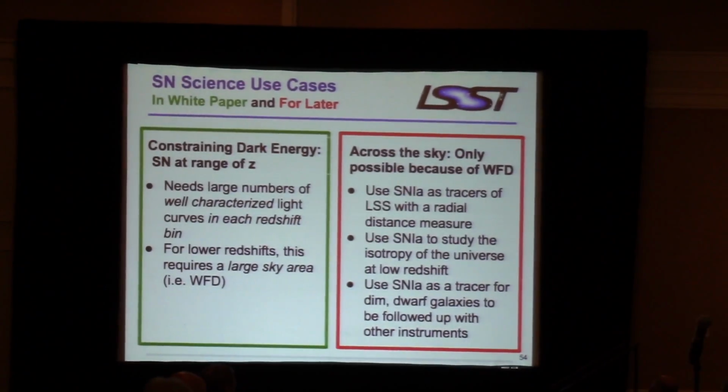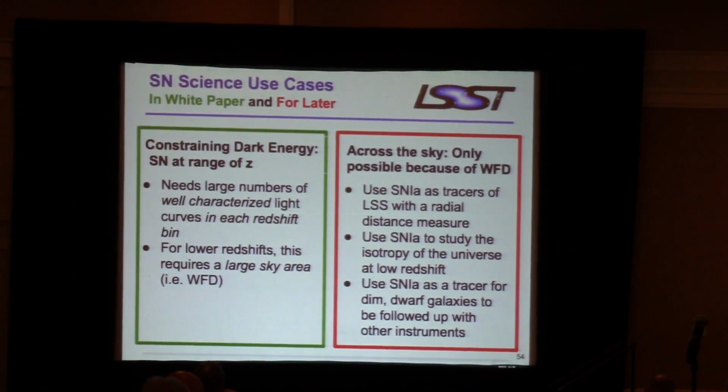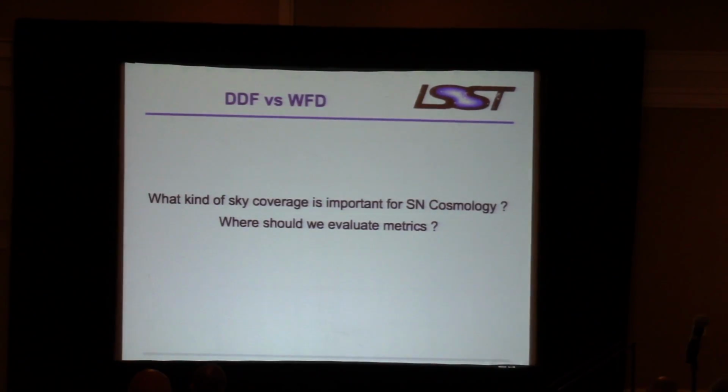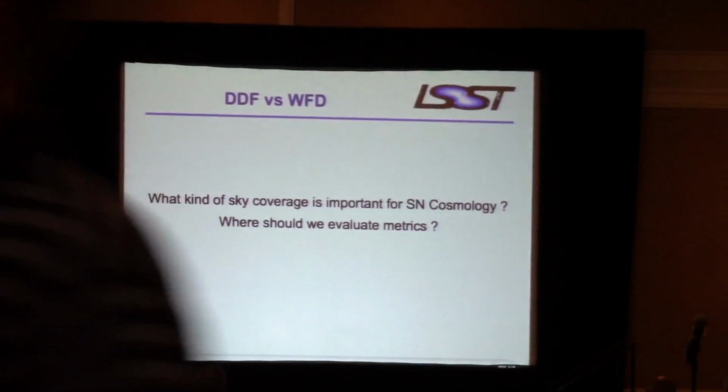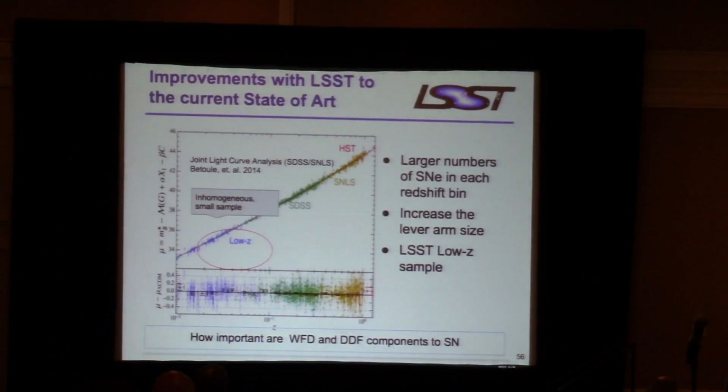Okay, so I'll be talking about supernovae, science cases that use supernovae as distance indicators. On the right are cases that have been proposed and are tied to the large sky survey area of LSST. But I'll be talking about constraining dark energy using supernovae at a range of redshifts, because that's what we have in the white paper at the moment. So the question is, what kind of sky coverage is important, and how do we think about this in terms of the deep drilling fields and the WFD?